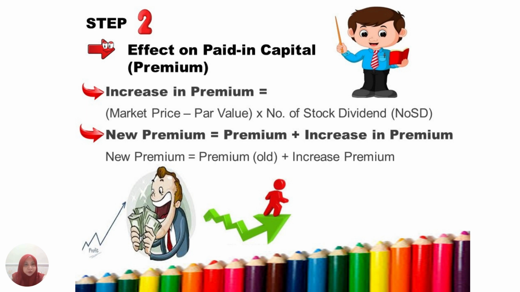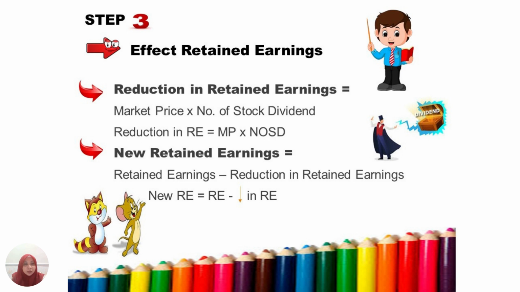Now we look at step 2, which is the effect on paid-in capital. First, increase in premium equals market price minus par value, times number of stock dividend. Second, new premium equals old premium plus increase in premium. Step 3 is the effect on retained earnings. First, reduction in retained earnings equals market price times number of stock dividend. Second, new retained earnings equals retained earnings minus reduction in retained earnings.